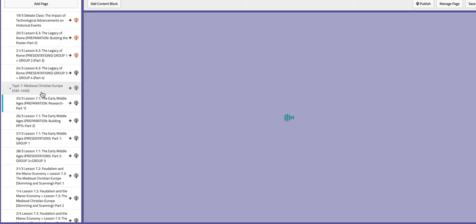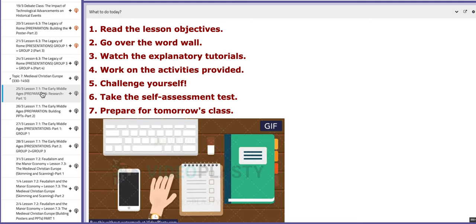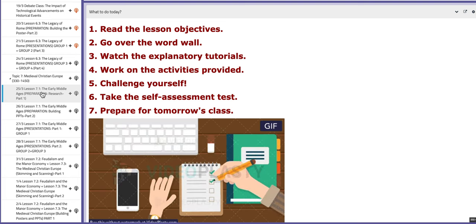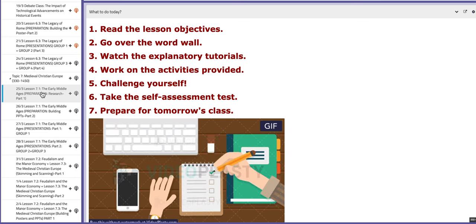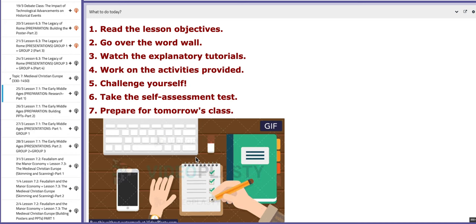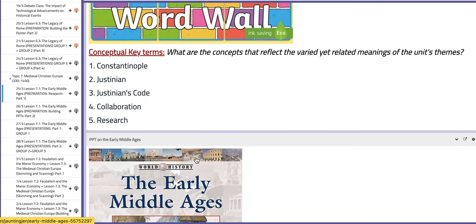Now, on the following day, we are going to start with topic number 7, a new unit titled Medieval Christian Europe. So let's start with the first day of this unit, making it the second day of the week, the 25th, lesson 7.1, the early Middle Ages. On this day, you are going to start preparing for this lesson, research, making it part one. We are going to focus on essential terms such as Constantinople, Justinian's code, collaboration and research.